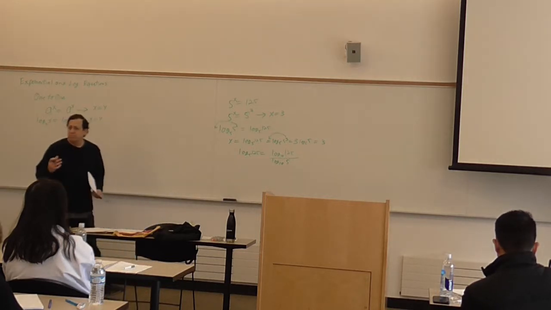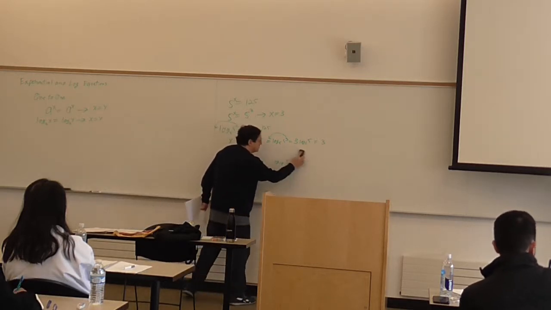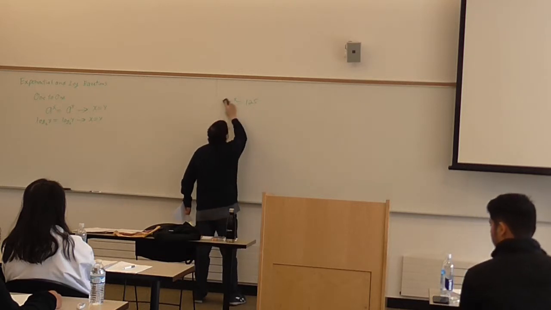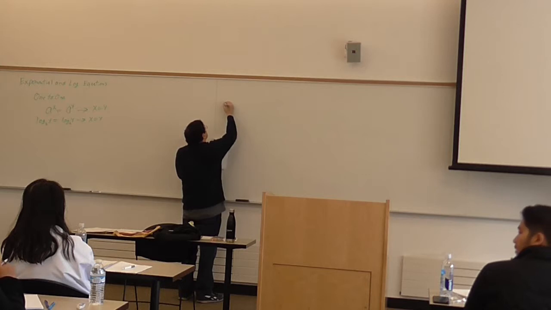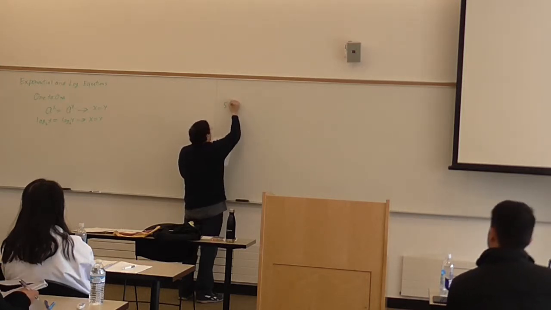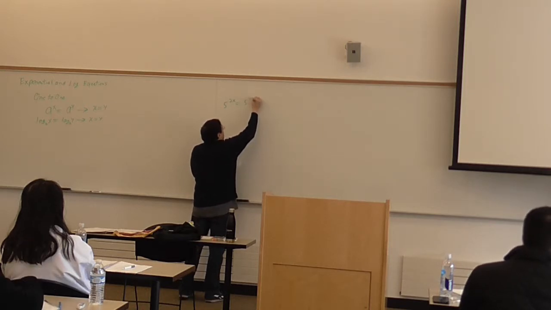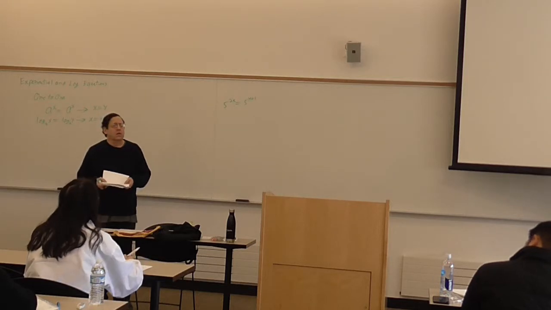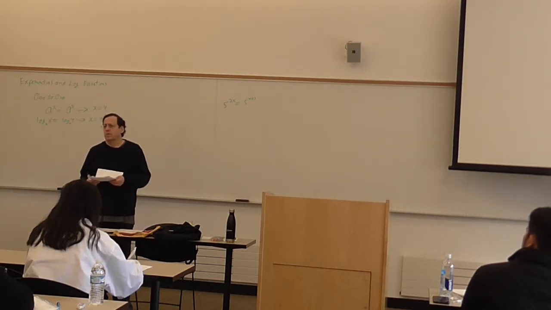Okay. Let's look at the next level up of complication. What if I said 5 to the 2x equals 5 to the x plus 1? How could I go about that? What would be a good step?